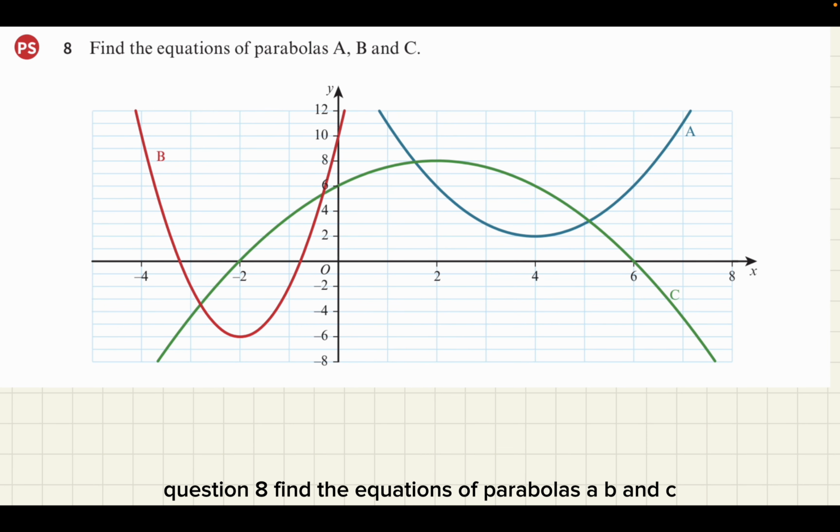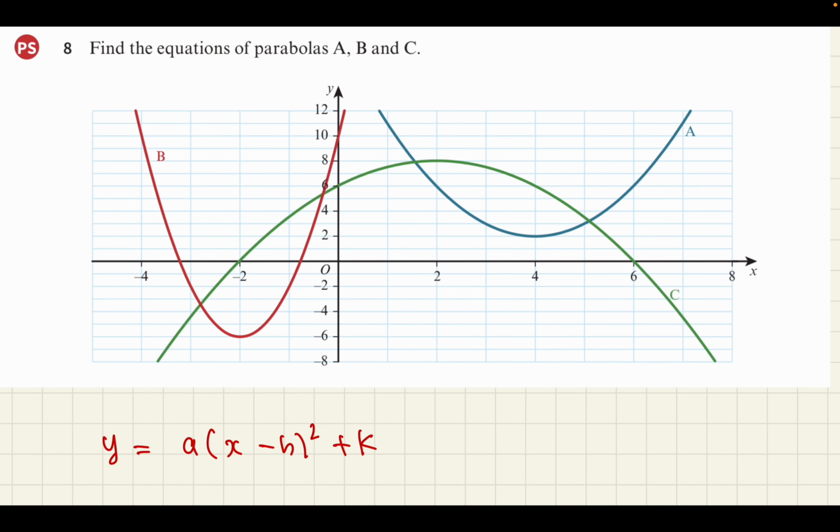Question 8. Find the equations of parabolas A, B, and C. A parabola is the graph of a quadratic equation, which means you should write a quadratic equation. You can write it in the form y = a(x - h)² + k. We have the information about h and k: (h, k) is the vertex, which lies on the line of symmetry, so we can easily draw the line of symmetry.